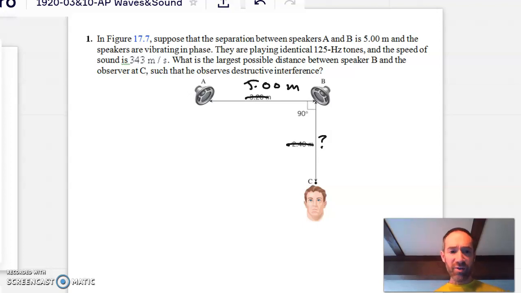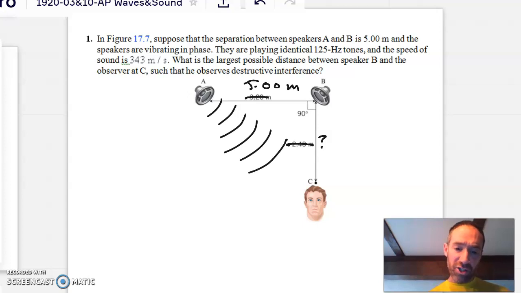Now there's a lot going on here, and so let's talk. For him to get destructive interference, that means the 2 waves have to be arriving out of phase. And so maybe if I draw the sound waves here, I'll just draw some compressions. Remember, sound waves are longitudinal, and so they have this compression. And so there's one right there. Let's say that one hits him in the ear.